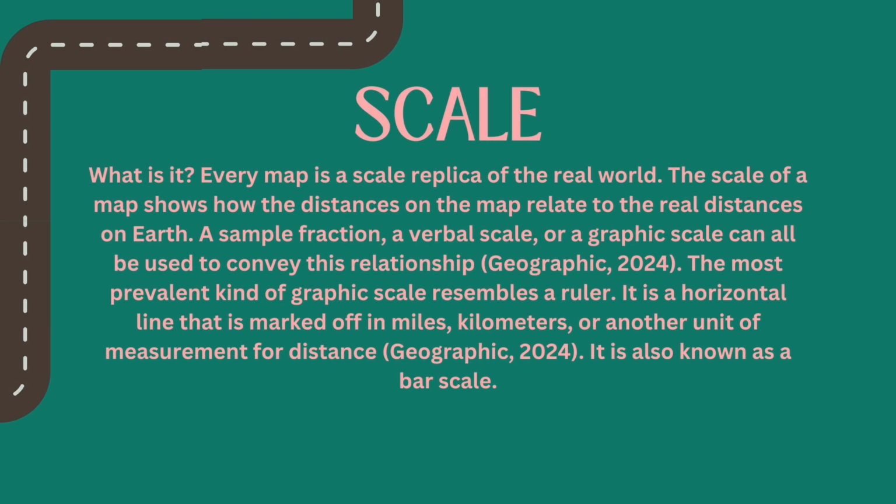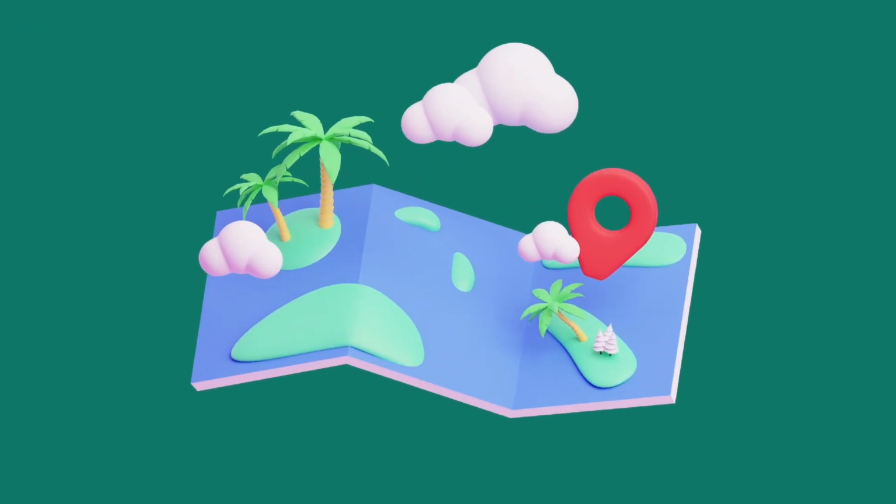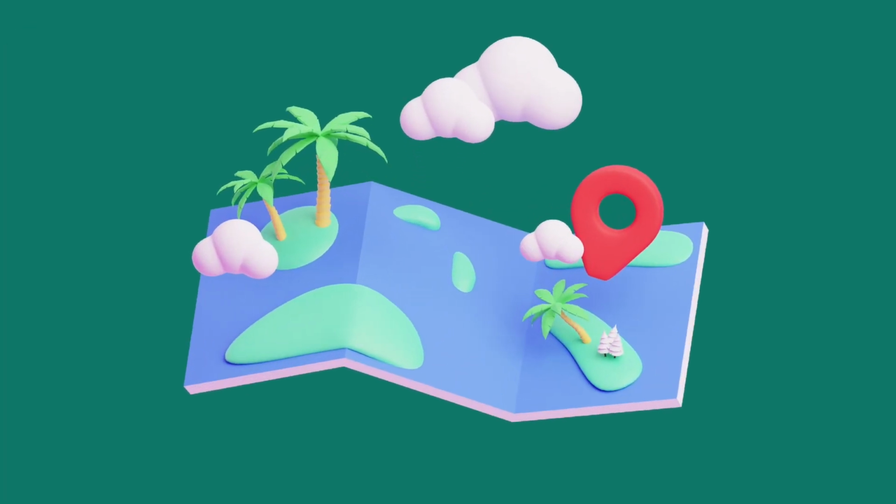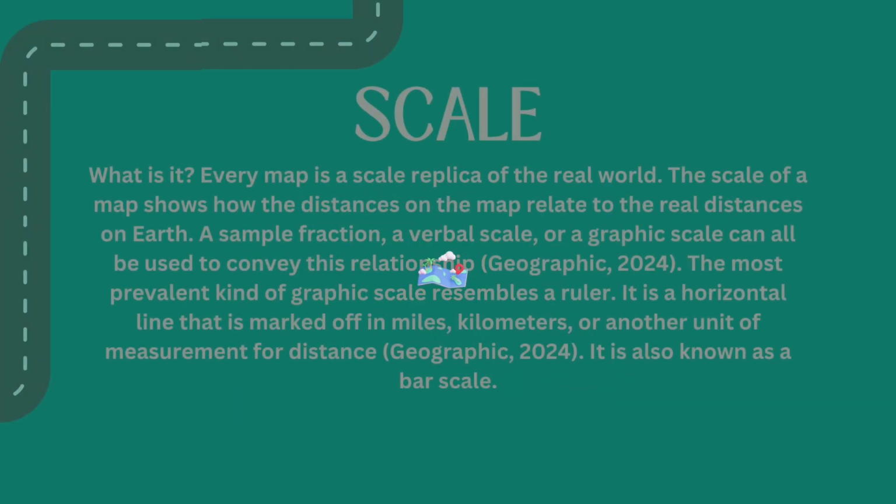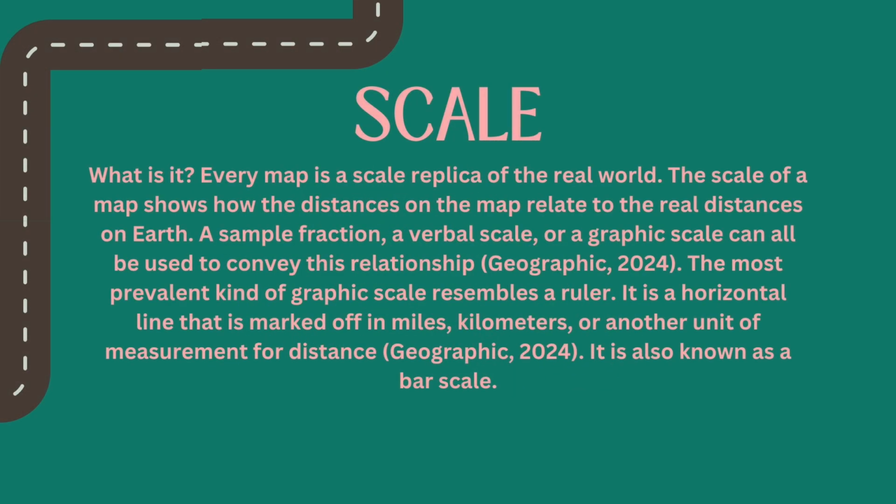Scale. What is it? Every map is a scale replica of the real world. The scale of a map shows how the distances on the map relate to the real distances on Earth. A simple fraction, a verbal scale, or a graphic scale can all be used to convey this relationship. The most prevalent kind of graphic scale resembles a ruler. It is a horizontal line that is marked off in miles, kilometers, or another unit of measurement for distance. It is also known as a bar scale.